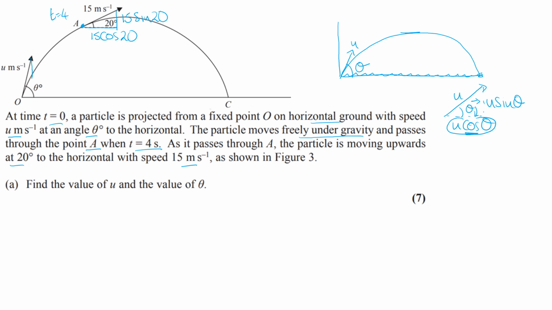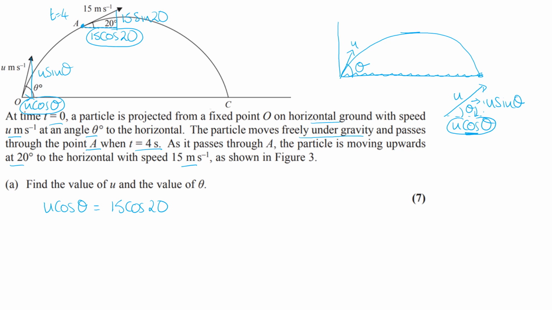At the beginning we've got a bigger angle, but remember we've got u cos theta and u sine theta. Remember what we just said about the speed horizontally, that it's going to be constant. So straight away we can write u cos theta is equal to 15 cos 20. The speed horizontally remains constant.